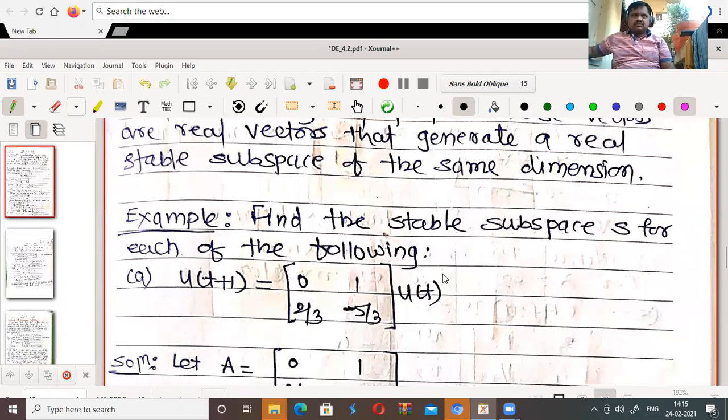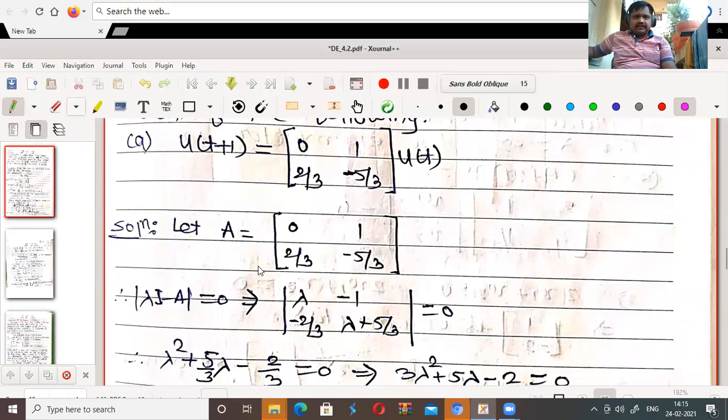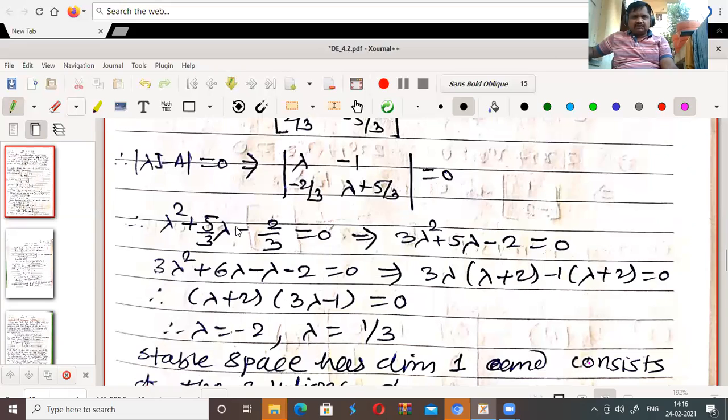Now we have some more examples of how to find the stable subspace S for each of the following. u(t plus 1) equal to the matrix 0, 1, 2 by 3, minus 5 by 3 operating on u(t). A is 0, 1, 2 by 3, minus 5 by 3. So the characteristic equation is lambda I minus A equal to 0, which implies lambda times lambda plus 5 by 3, minus 2 by 3 equal to 0. So lambda square plus 5 by 3 lambda minus 2 by 3 equal to 0, that is 3 lambda square plus 5 lambda minus 2 equal to 0.